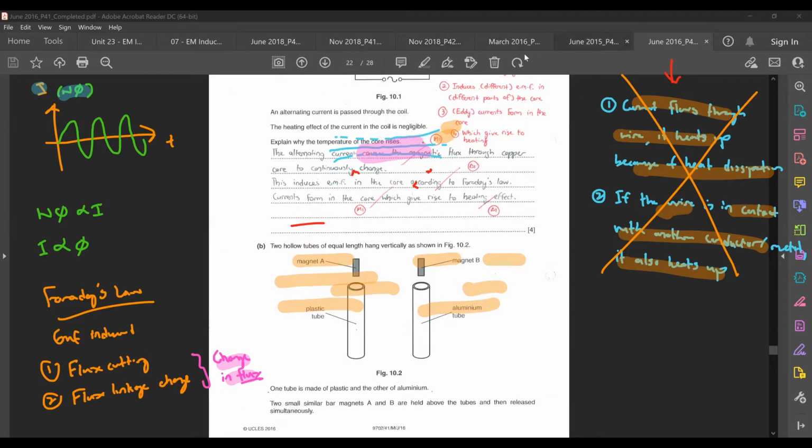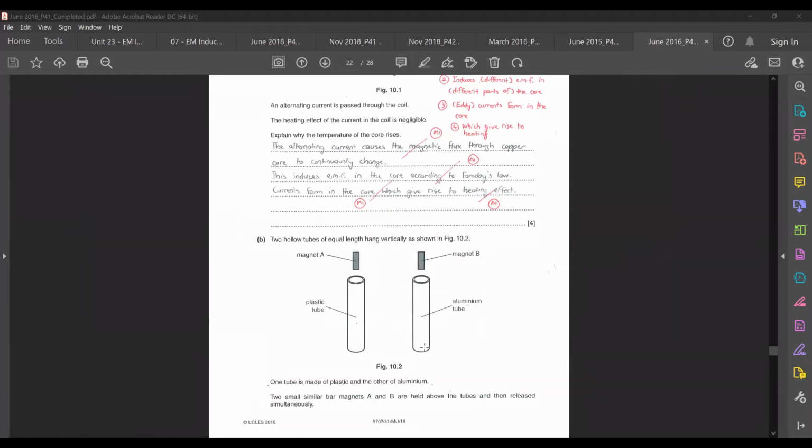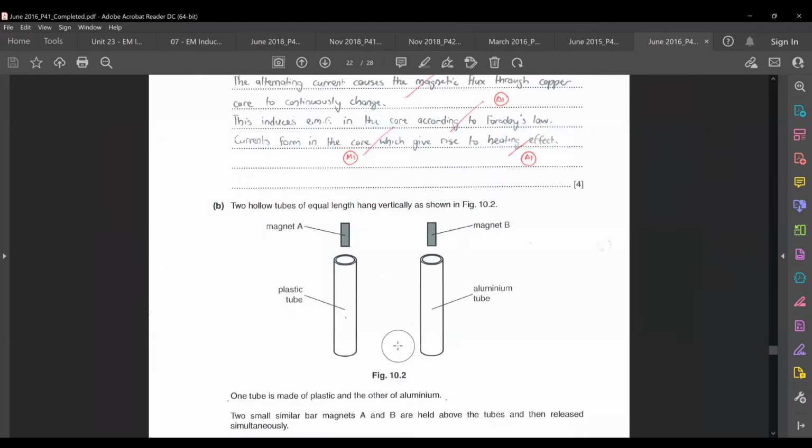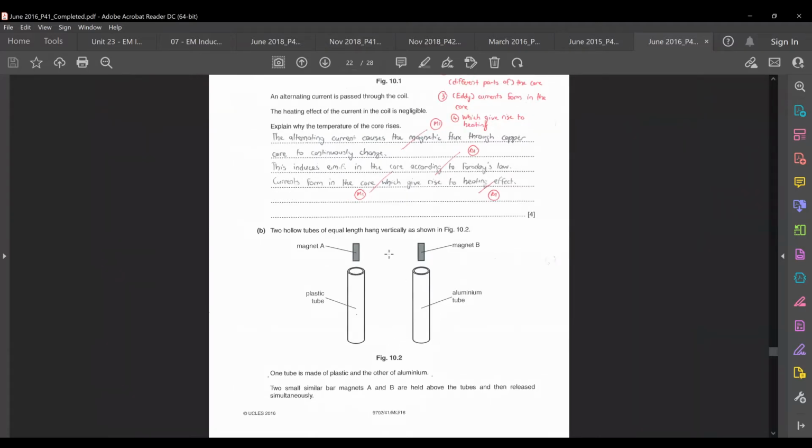Okay, so that one, all right. Then after that, I move on to part B. Okay, part B is somewhat related to Lenz's law also, but this one I think I can do quite okay. All right, now look at part B.